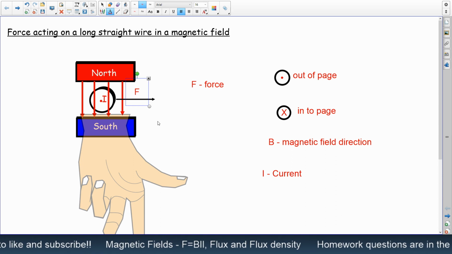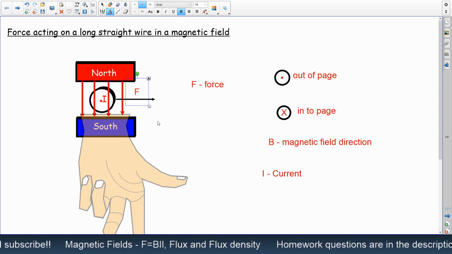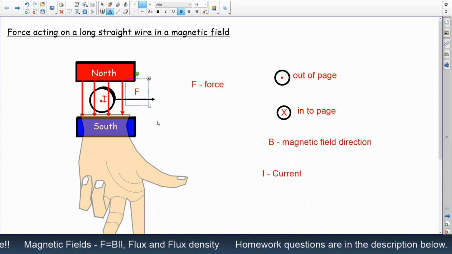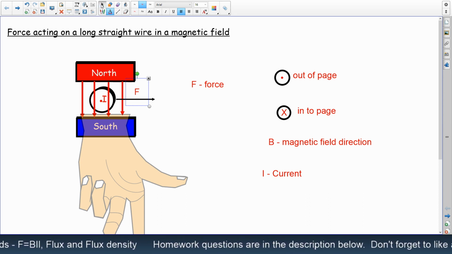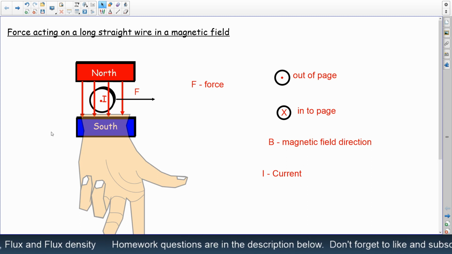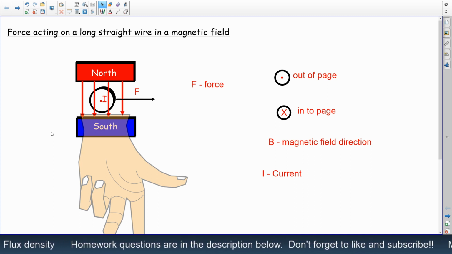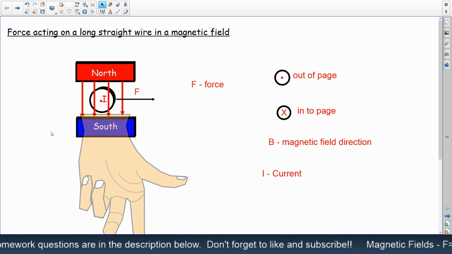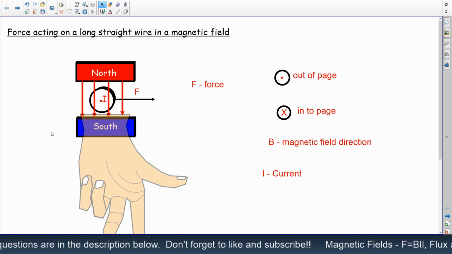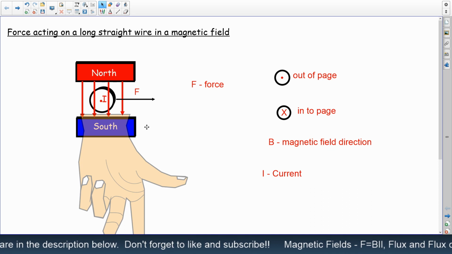Now, it's really important that you understand that when we're talking about current, we're talking about conventional current, so that is the direction of flow of positive charges. Some very nasty examiners might send something like an electron flying through here, in which case you have to realize that the movement of an electron is in the opposite direction to that of conventional current. Okay, we might take a look at an example of that later.